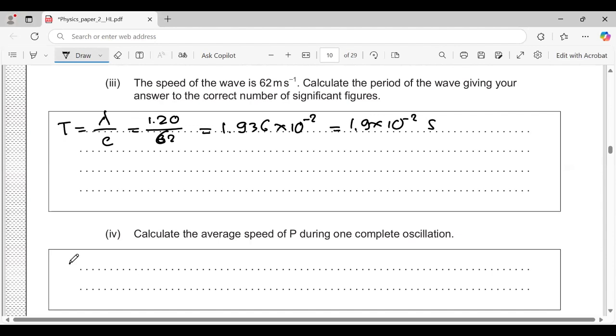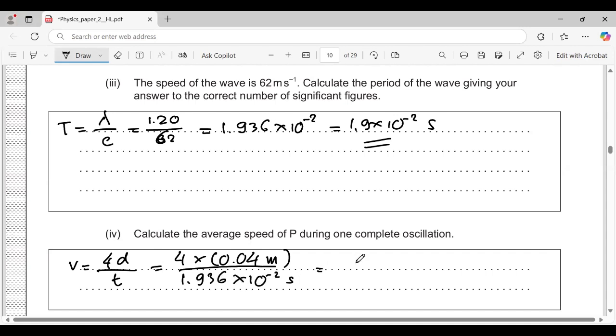For one complete oscillation, the speed is distance divided by time taken. So it becomes 4 times the distance, 0.04 meters, divided by 1.936 times 10 to the power minus 2 second, and it is 8.3 meters per second.